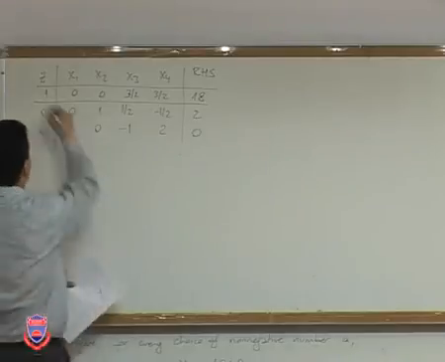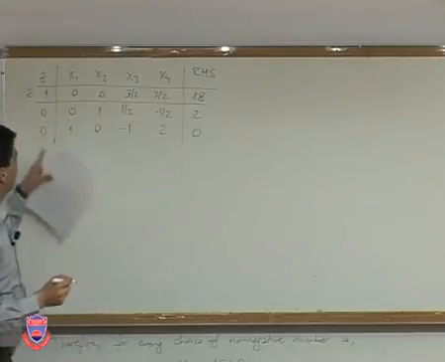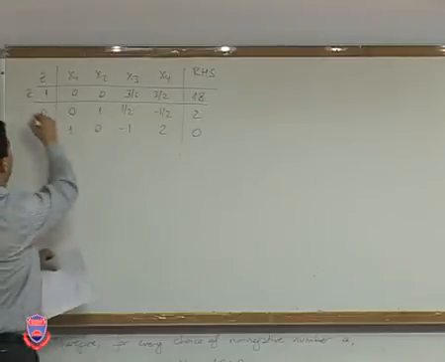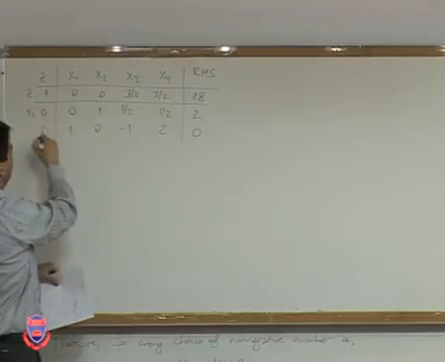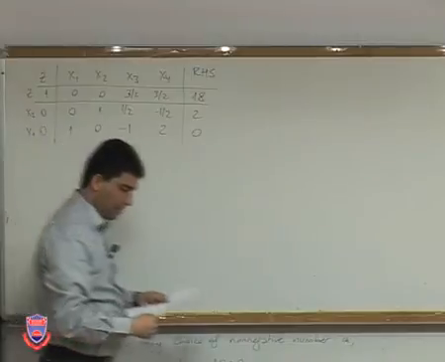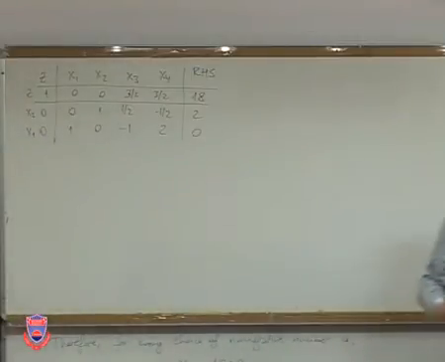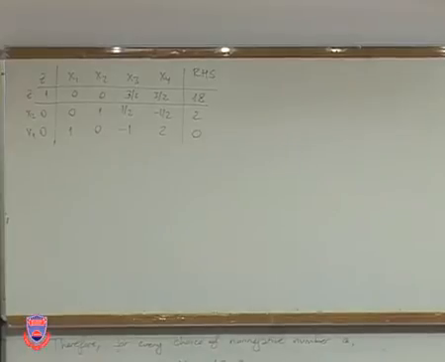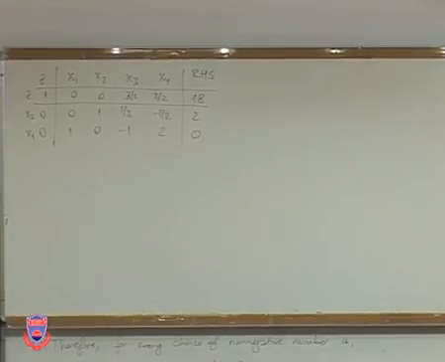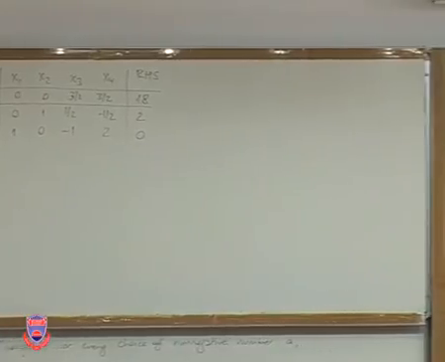So what are the basic variables? I have z here. What's the basic variable for row 1? x2 is basic. What about row 2? x1 is basic. Now this is a maximization problem. Is that an optimal solution? Yes, it is.